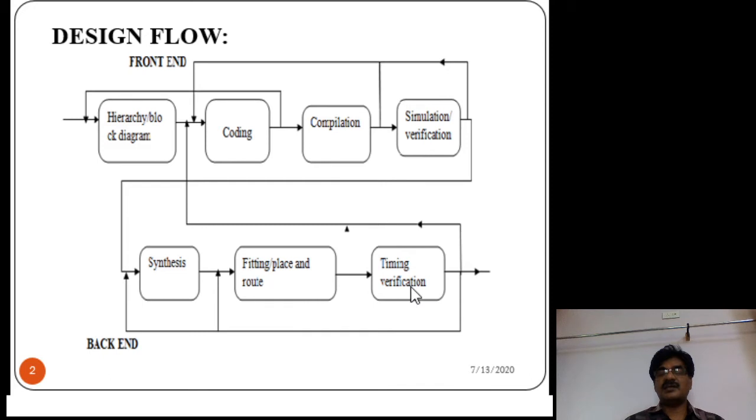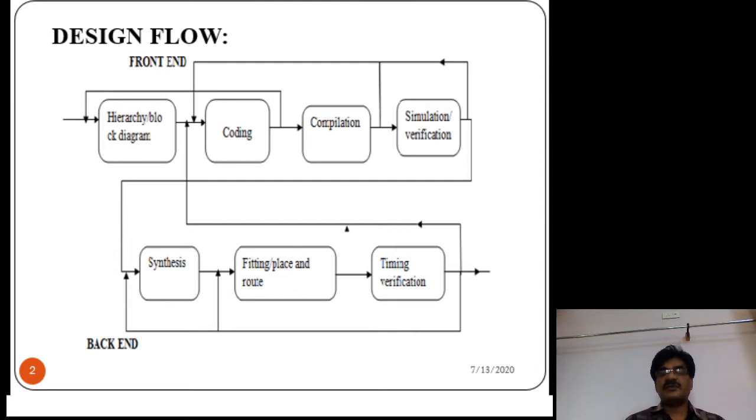Then coming to back-end design, it includes different steps like synthesis, placement and route, and timing verification. Usually all these steps are based on the target device. Usually the target devices are CPLDs or FPGAs. In those devices, we dump our entire code and verify the functionalities. Then coming to the synthesis process, it converts our HDL program into a list of gates.